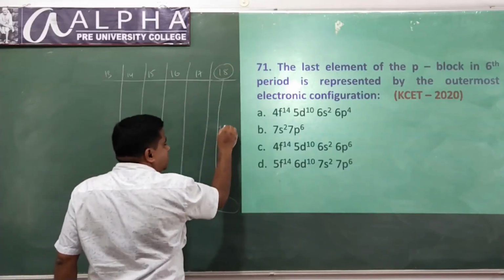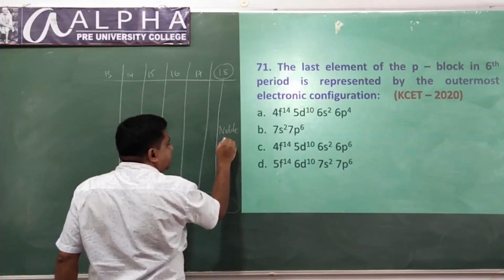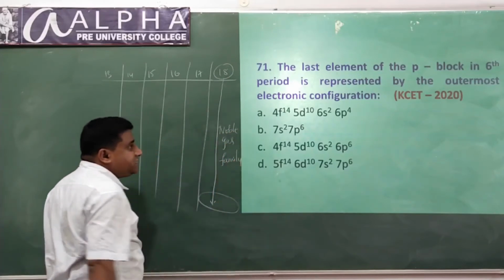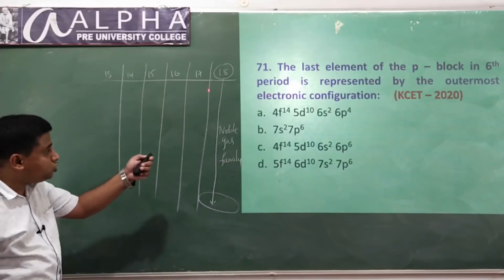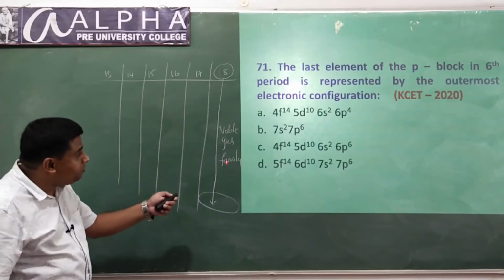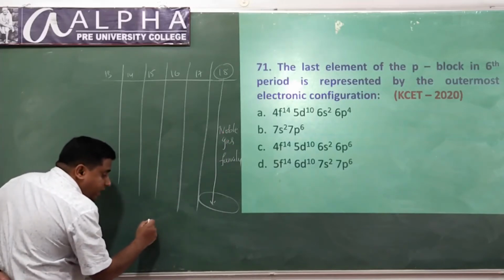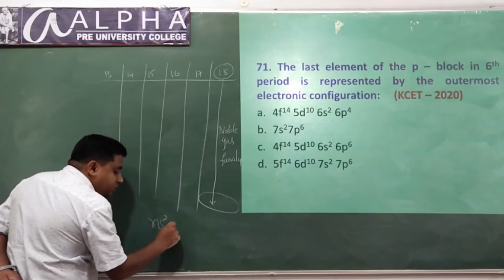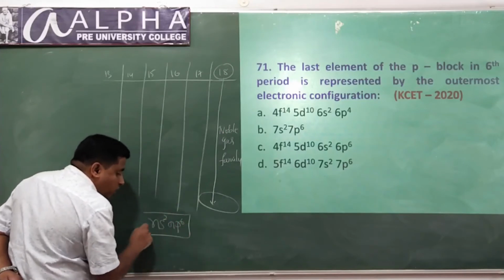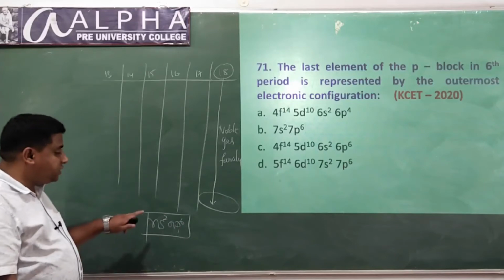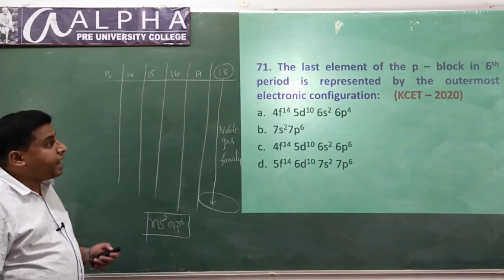18th group means noble gas family. Is it correct? The last element of the p block belongs to the 18th group, which means the noble gas family. And for the noble gas family, what is the general outer electronic configuration? It is ns2 np6. And it's telling 6th period.